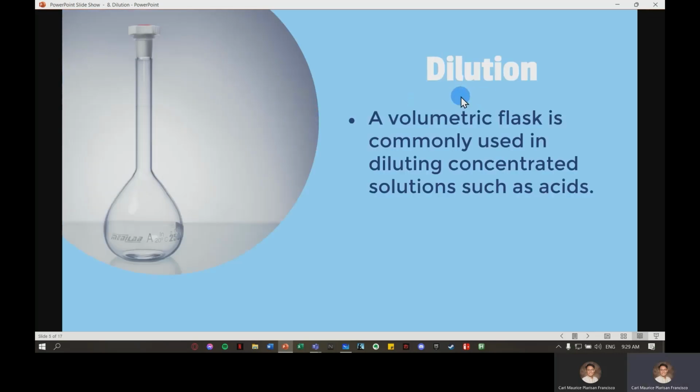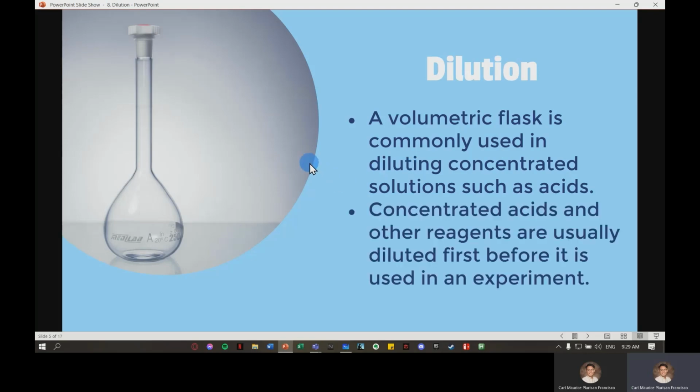Now, dilution is commonly done by means of a volumetric flask. A volumetric flask is commonly used in diluting concentrated solutions such as acids. Concentrated acids and other reagents are usually diluted first before they are used in an experiment. So in real life application, we cannot use concentrated acids because concentrated acids are very corrosive, especially to our skin, especially to our human hands.